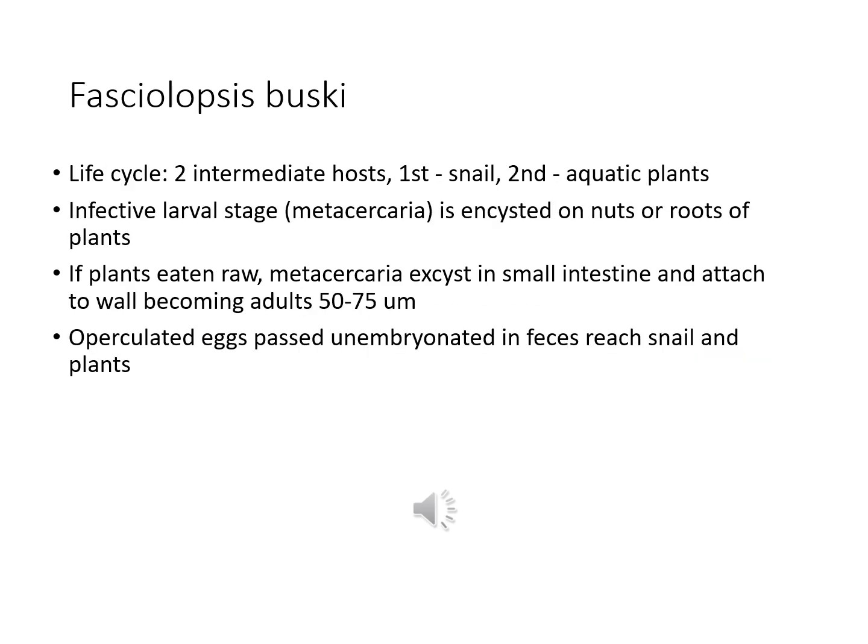Fasciolopsis buski has two intermediate hosts, the first being a snail, and then the second being the aquatic plant. So we have an infective larval stage. The metacercaria is encysted on nuts or roots of the plants. If the plants are eaten raw, the metacercaria excyst in the small intestine, attach to the wall, and that's where they become adults. The operculated eggs are passed unembryonated in the feces and then reach the snail and the plants, and then start that life cycle all over again.